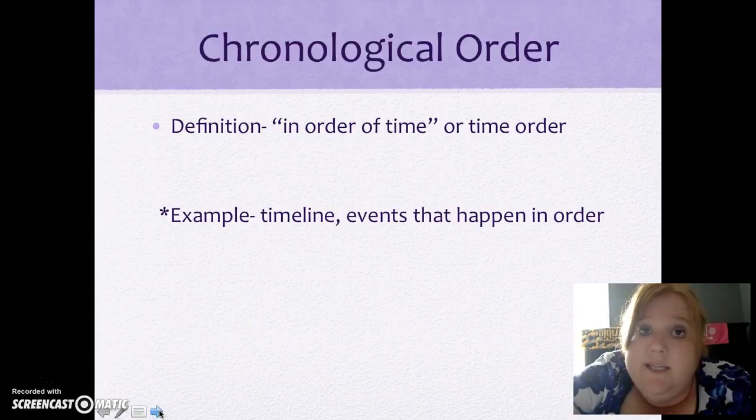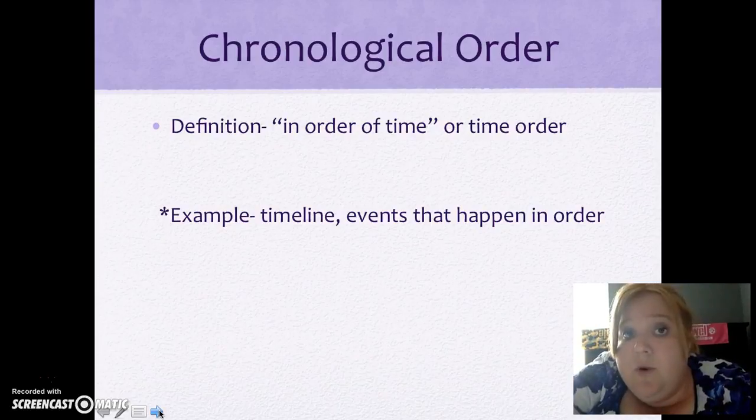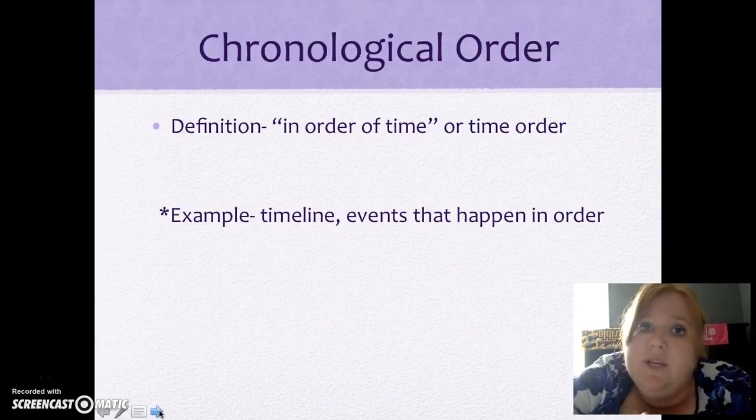The first one is the easiest one to remember, and most of you probably have a good grasp on already, but it's chronological order. Chrono means time, and the definition is an order of time or time order. For example, this could be timeline events or just events that happen in order. Usually stories go from a beginning to an end, but they could contain some flashbacks, but usually they go in order from one event to the other as a timeline format.